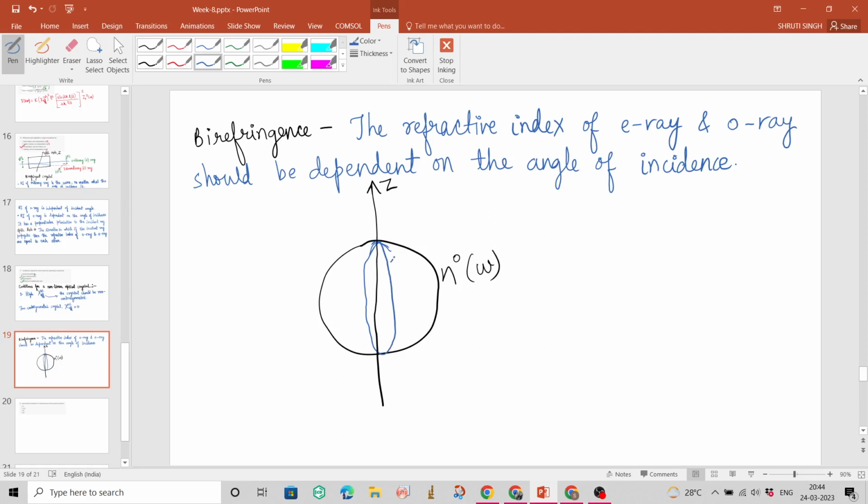And this is for the extraordinary ray for the incident photon. Now after the sum frequency generation or second harmonic generation, we will get the 2 omega photon, which will have, suppose this is a circle, so this is for the 2 omega ordinary ray.